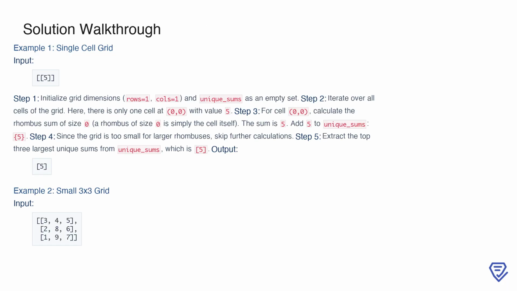To solve this problem, we start with the simplest case, a grid containing only a single cell with the value 5.